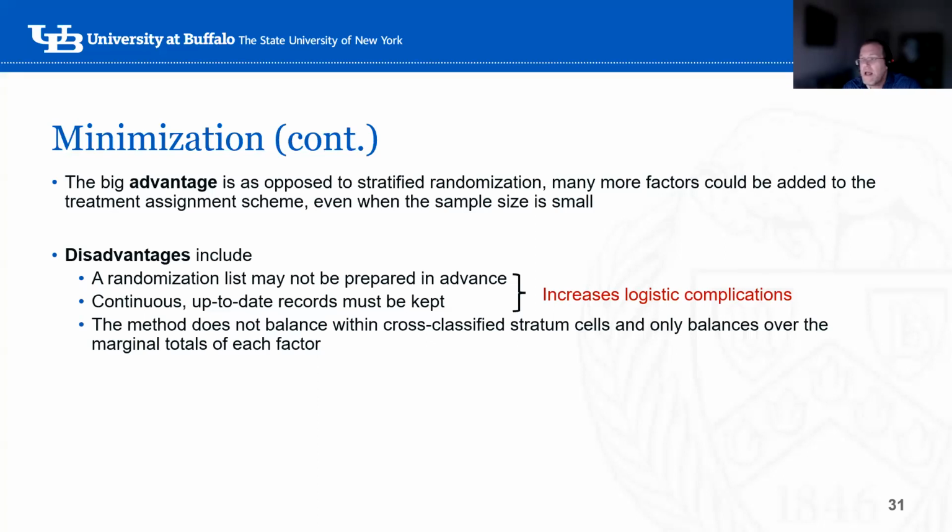Another disadvantage is that even though this will balance across the marginal distribution, so if I look at my two treatment groups at the end of the trial, they'll have approximately the same age and approximately the same sex distribution, in terms of the cross classification you could end up with an imbalance there just by the nature of how this procedure works.